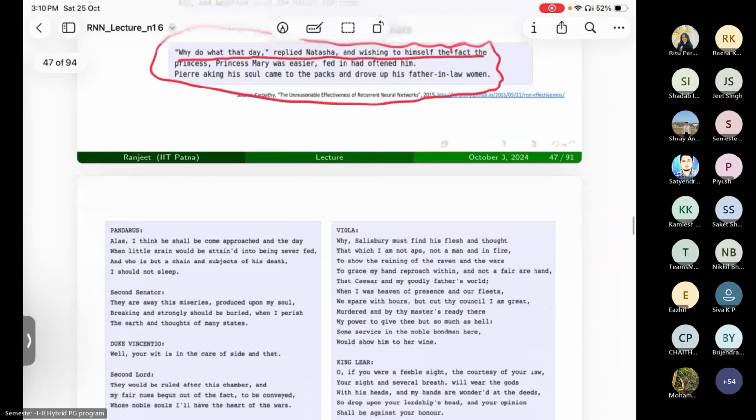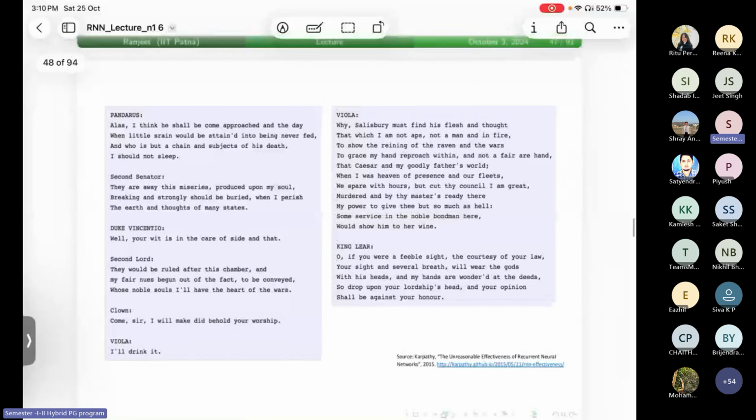Now you can see this is being generated by the RNN. In a similar structure, it's also taking different characters. Then they are saying something. Every character is saying something. Then response. All these things are being generated by your RNN, which has been trained on the sonnet book.